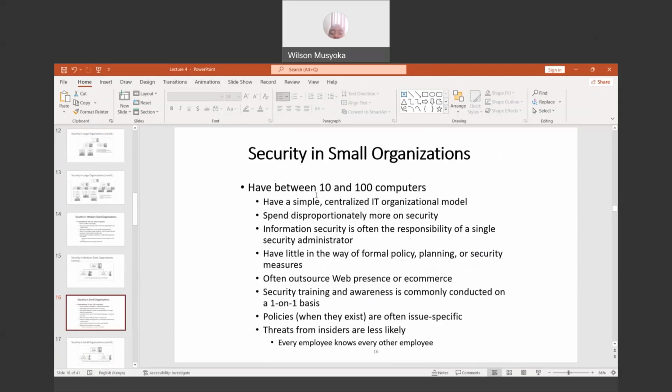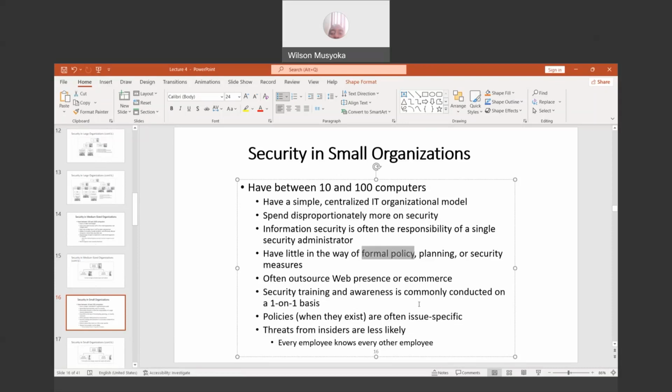And these ones have a simple centralized IT organizational model because they are very few, and they do not spend a lot. That is why we are talking about them spending disproportionately more on security, meaning that they are given a very small budget because their function is intertwined with the operation of the organization. And so they are going to have very little in the way of formal policy.